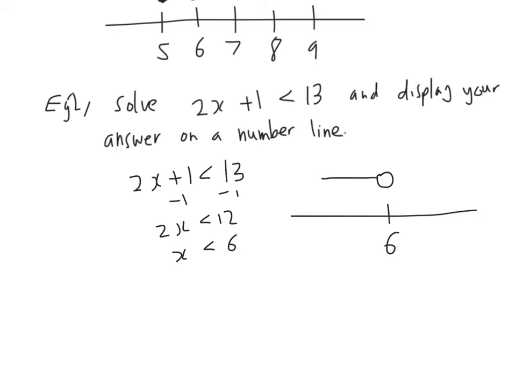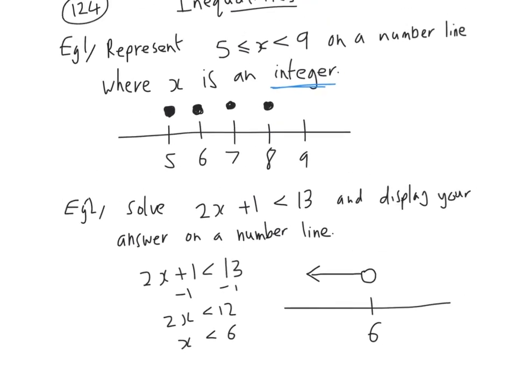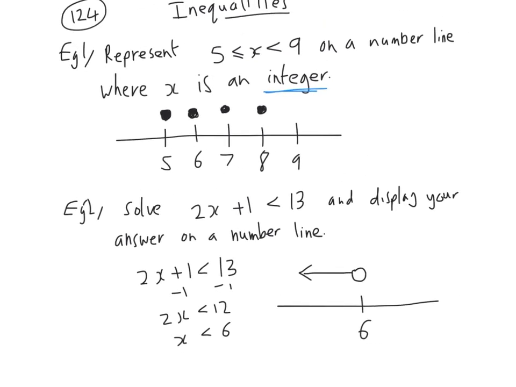Now x is not equal to 6, so it has to be not coloured in, and it can go everywhere to the left. The difference in this question to the first one is that in the first one, x was an integer, so it could only take whole number values, whereas here it doesn't tell you about x, so you assume x can take any value, so just any value less than 6 would be to the left of 6.